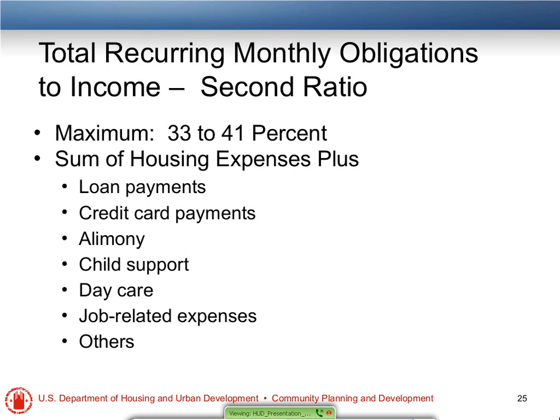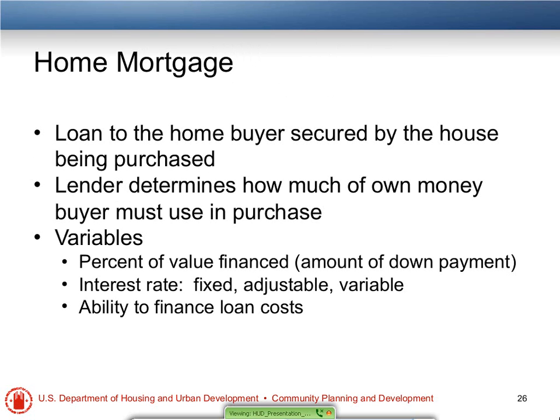And we'll need to cover all of our housing expenses, our PITI, plus other fixed loan payments, like a car payment or a student loan payment, credit card payments, alimony that the home buyer is paying to someone else, or child support that they're paying to someone else. It may also include daycare costs, which can be a large cost for a young family, or job-related expenses like union dues or uniform fees. So those are the recurring monthly fees that we want to cover with this second ratio or back ratio.